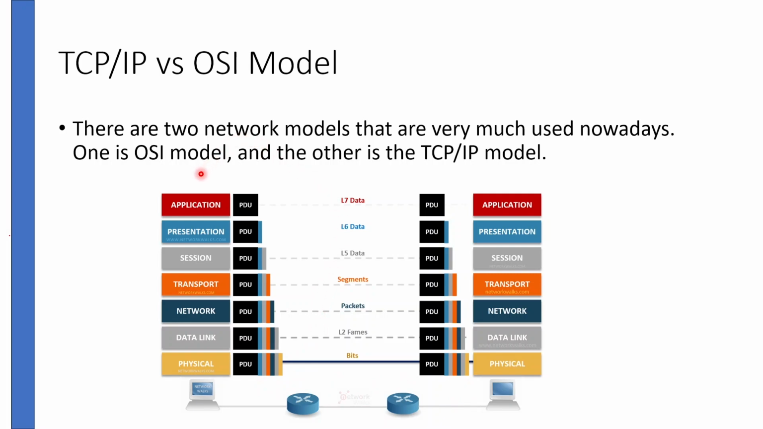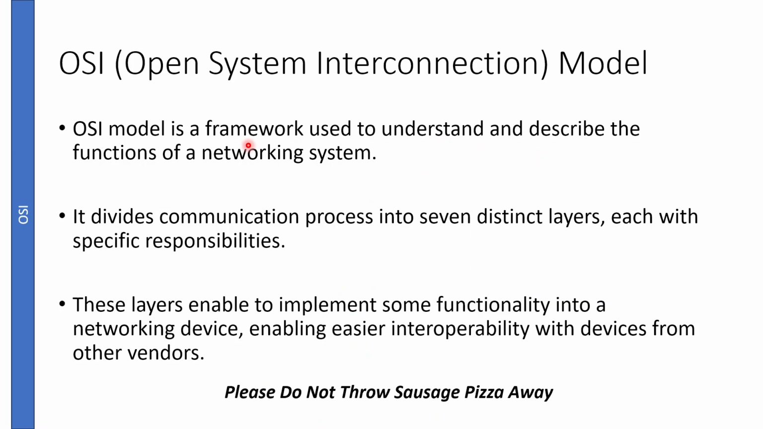We basically have two models, TCP/IP and the OSI model. We are going to discuss the OSI model in this series, and in the next video, I will explain the TCP/IP model. This OSI model was developed by the International Organization for Standardization, that means ISO. This is an international standard setting body. It was designed as a reference model for describing the function of a communication system.